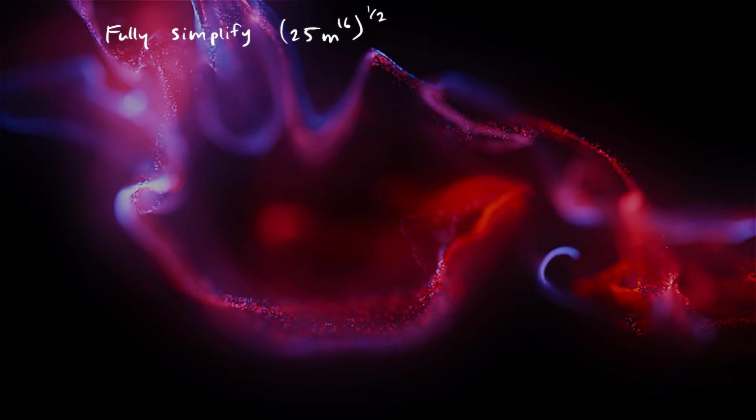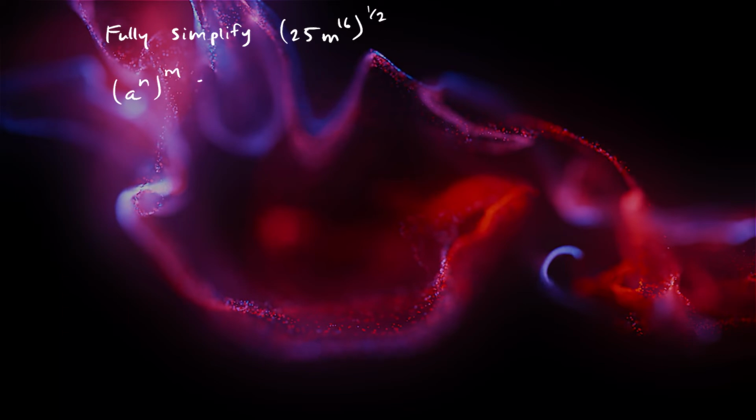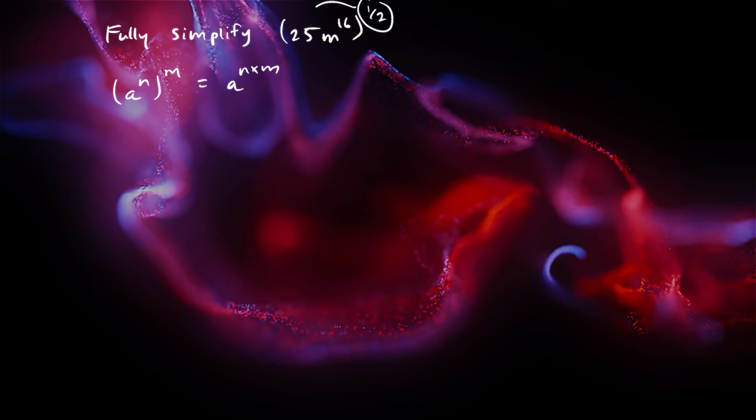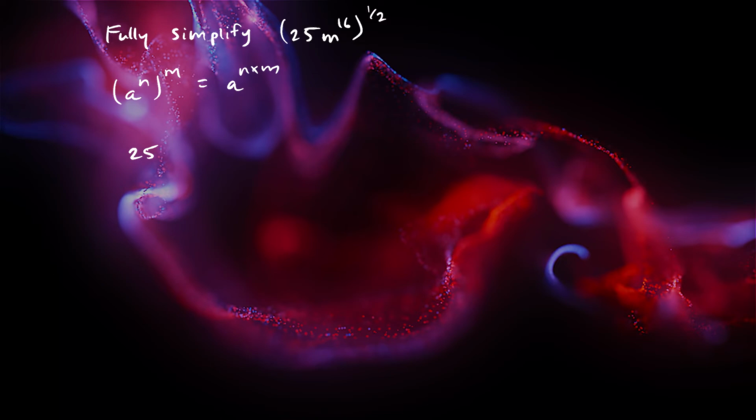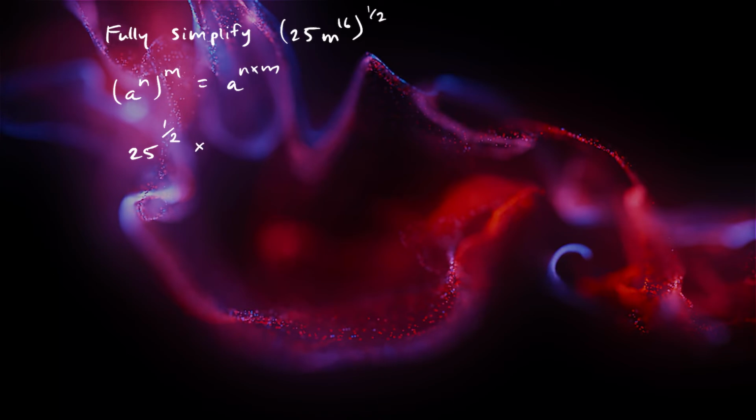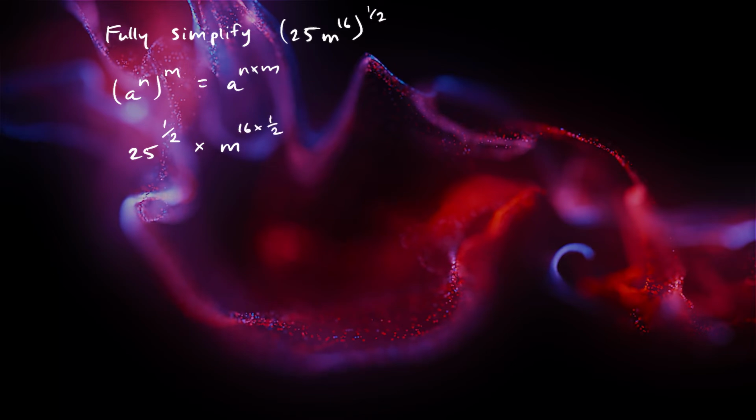So in order to do that, if you remember the rule which says if we have a to the power of n raised to the power of m, this is the same as a raised to the power of n multiplied by m. Now this is only for exponents, right? So what we'd have to do is distribute this raised to the power of the constant as well. So let me walk you through that. So we would say 25. Now 25 is a constant, so we can't use any exponent rules, we just have to put the power onto that. So 25 raised to the power of 1/2 multiplied by m raised to the power of 16 multiplied by 1/2, because that is our product rule.